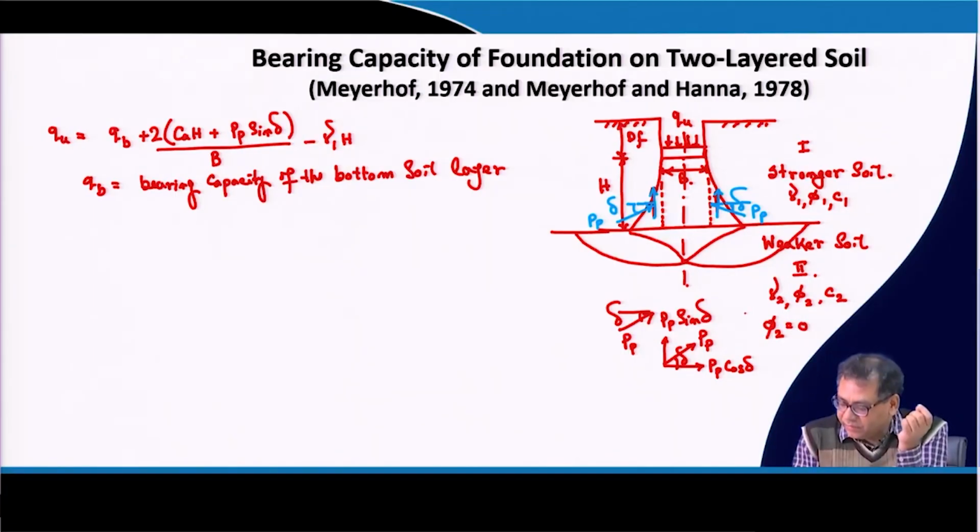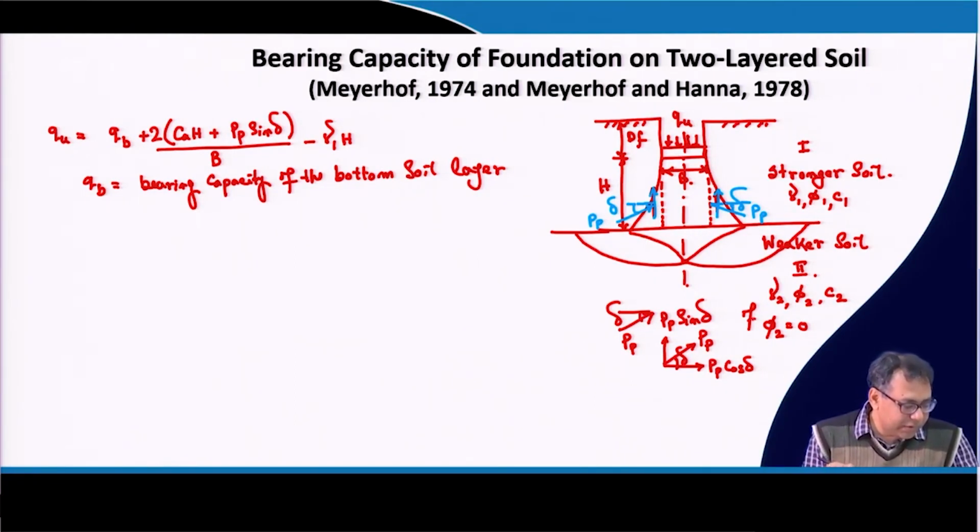Assume that, for the time being, my weaker soil is the cohesive soil. So, phi equal to 0. Now, when you calculate the QB, how do I calculate that? For phi equal to 0, what will the QB expression be? C N C 2.